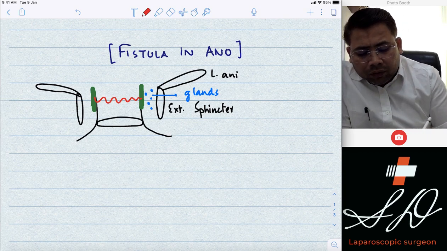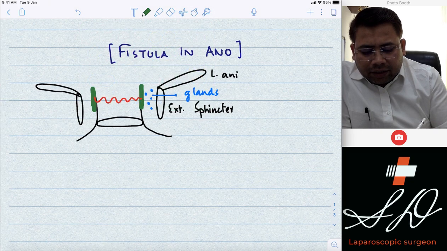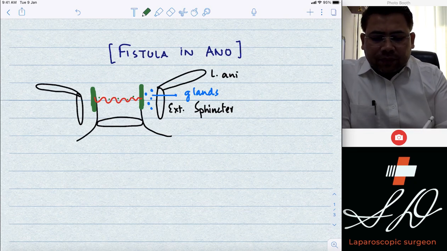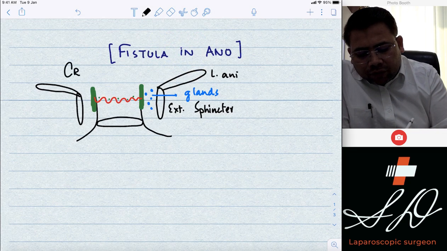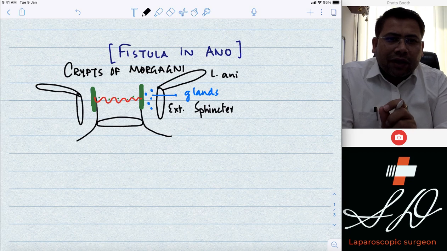These cryptoglandular tissues always drain themselves into the crypts of Morgagni. Crypts are depressions, so there are crypts known as crypts of Morgagni. These are small pits present at the level of the dentate line.